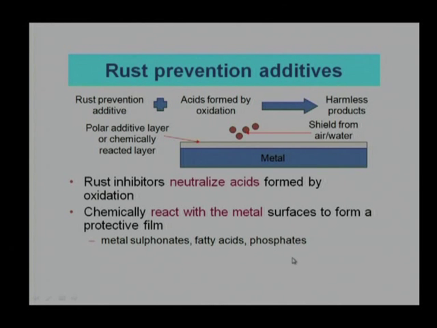And there are some examples given, the phosphate, we have already covered. It makes a layer on the surface, a low friction surface, and avoids the further rusting of the surface.